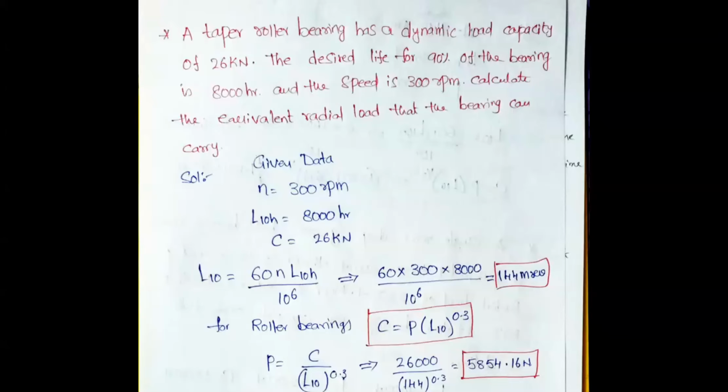In the given relation you have L10. How do you get the L10 value? L10 is the rated life. So you have another relation: L10 equal to 60 into n into L10H by 10 power 6.